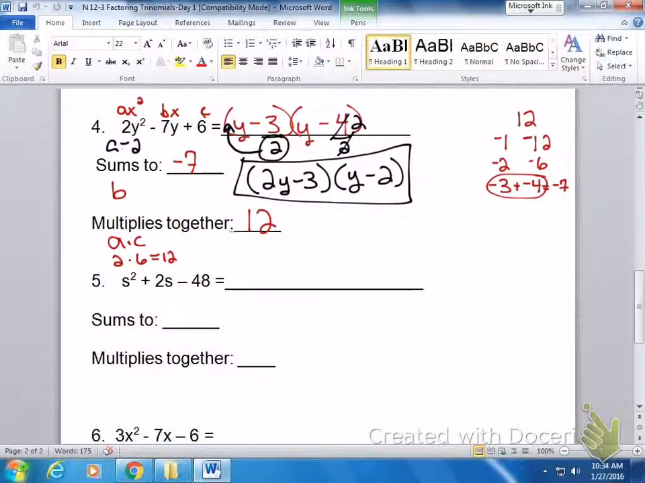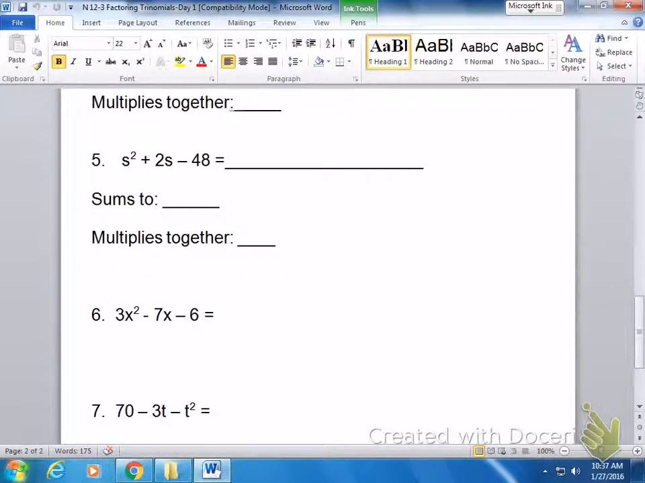Let's go to number 5. Now, number 5 goes back to a not being anything other than 1, so it makes it a little easier. So I'm going to go ahead and open up my parentheses. S is my variable, so I'm going to put it first. I know it has to sum to whatever b is. B is 2. It has to multiply together to a times c. A is 1, c is negative 48. So my multiplies together is negative 48.